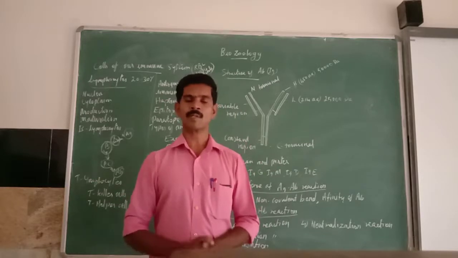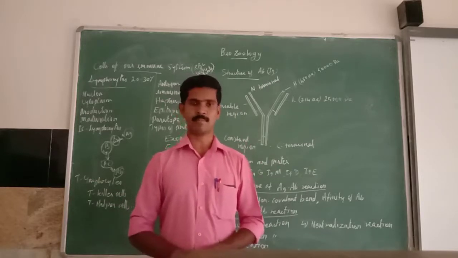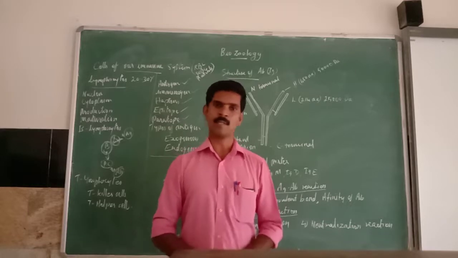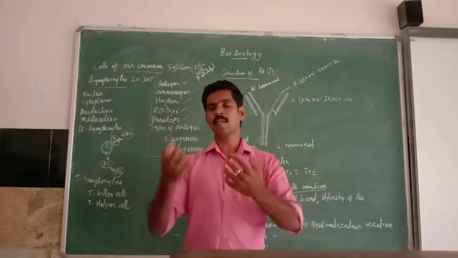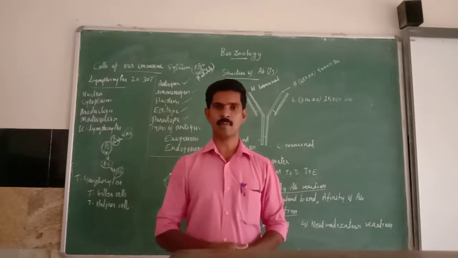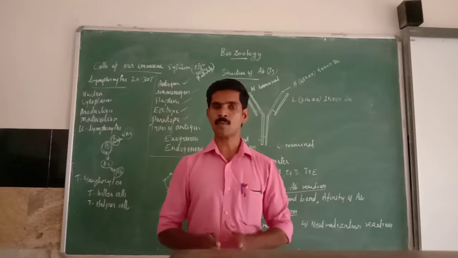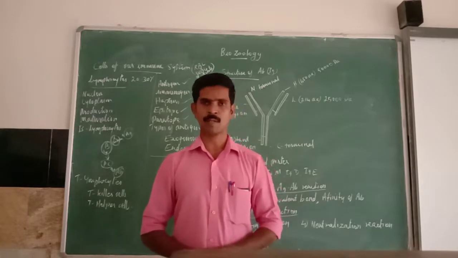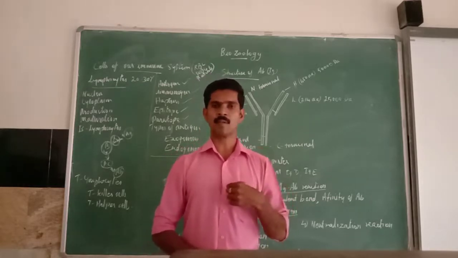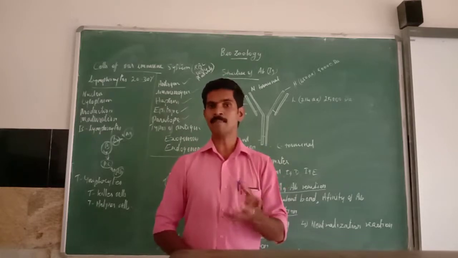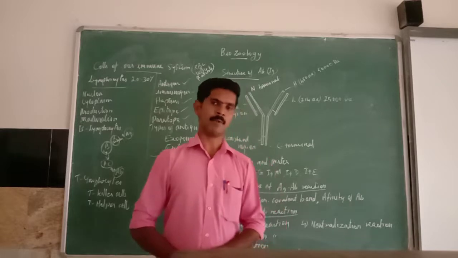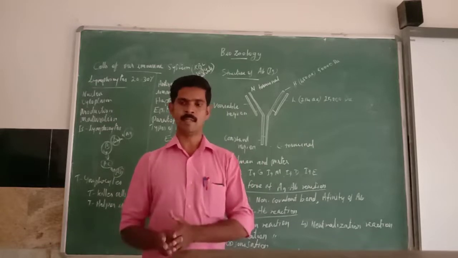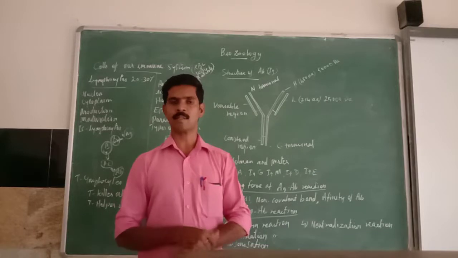These antibody molecules are produced by our immune system, the B lymphocytes. Only the B lymphocytes are responsible for the production of antibodies. Whenever microorganisms, foreign particles or antigens enter the body, immediately the B lymphocytes produce different types of protein molecules. These protein molecules are called antibodies. So antibodies are produced on exposure to antigen. When an antigen enters, antibodies are produced immediately.